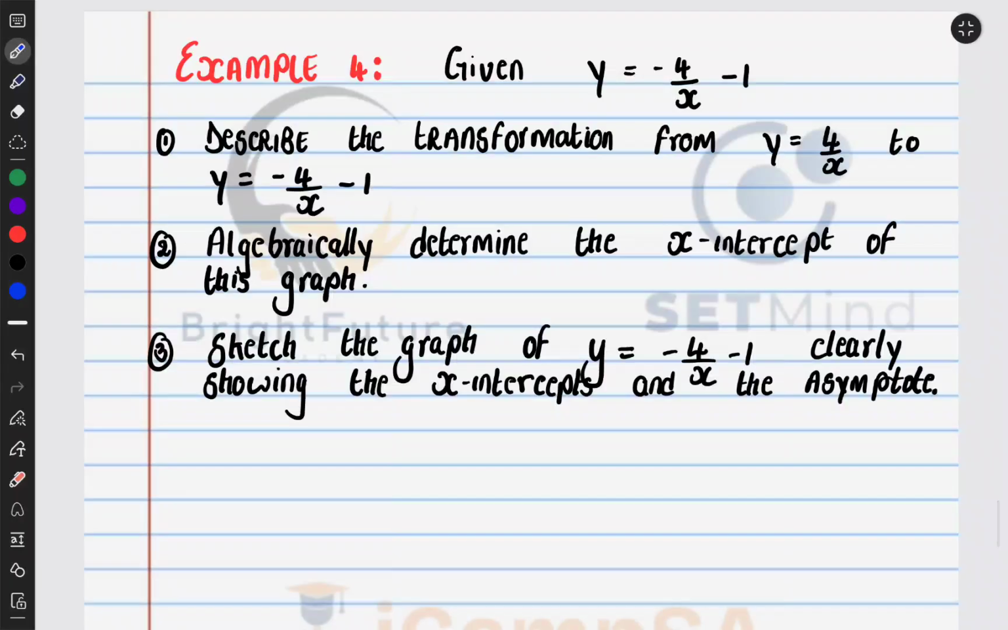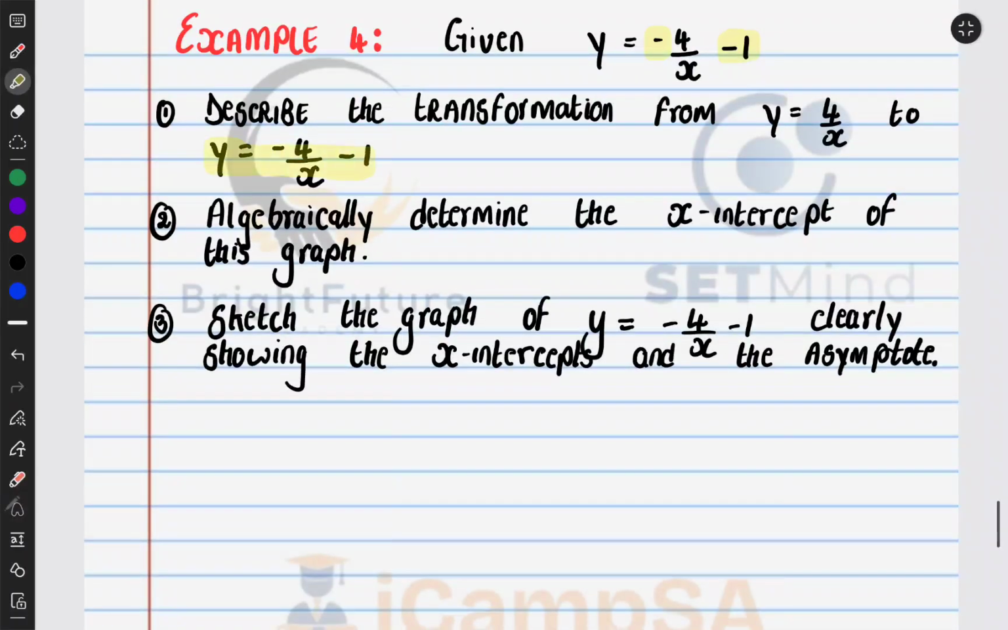Okay, so next we have example 4. For example 4, for number 1, we are asked to describe the transformation from y is equal to 4 over x. What are we seeing here in this function that we have been given? That it has a negative. So that function means what? The function has been reflected about the x-axis, and then we have a minus 1. Those are the 2 transformations they've done to move y is equal to 4 over x to this function.